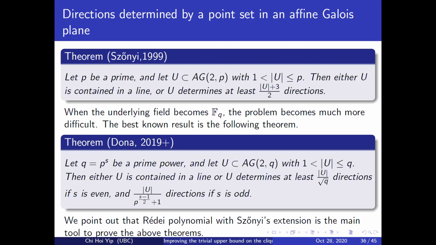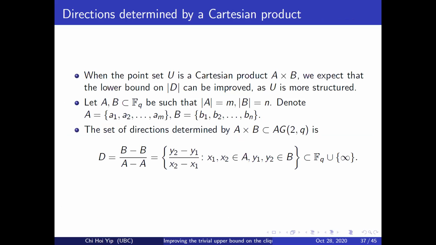Next, let's consider the problem when the point set U is a Cartesian product. In that case, we expect that the lower bound on the size of the direction set can be improved because U has more structure.